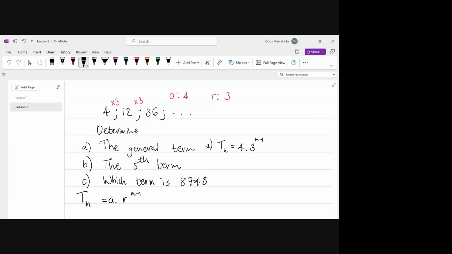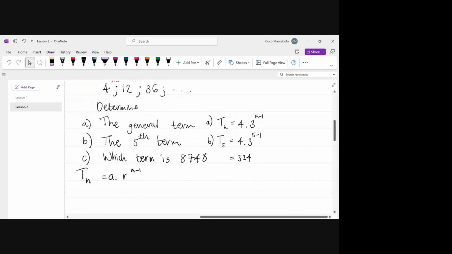Okay. Then for B, I now want the 5th term. So I'm going to write T5 is equal to 4 times 3 to the power of 5 minus 1. Okay, let me just see. I hope you guys aren't lying to me. 4 times 3 to the power of 4. 324. Okay, yes, good. 324.